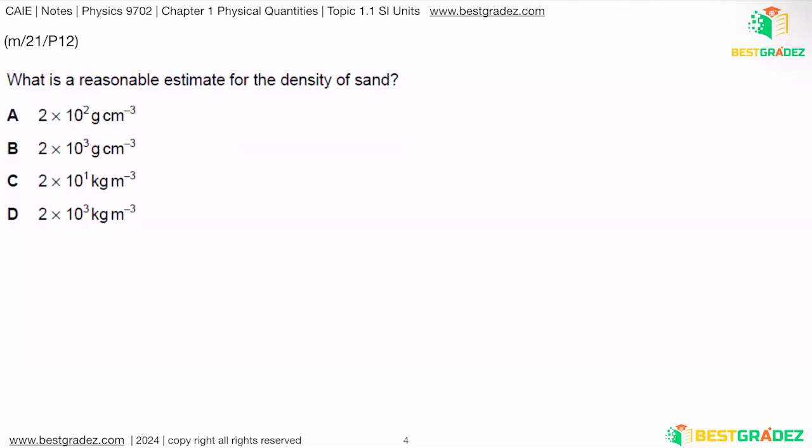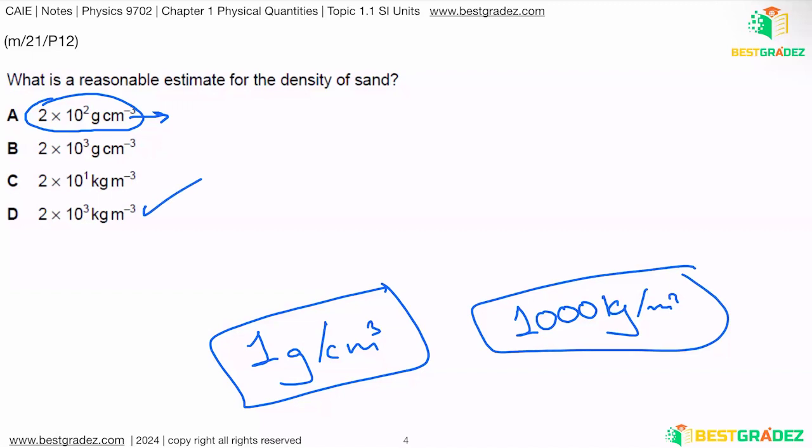So some MCQs I wanted to highlight are the ones that come on estimates. This is how they are going to structure a question. What is a reasonable estimate of density of sand? It's a question from March 21 and most probably the first MCQ. D is the correct answer because the density in option D is higher.